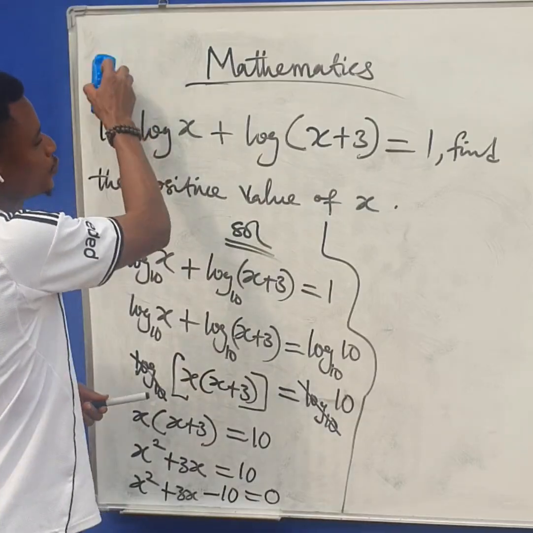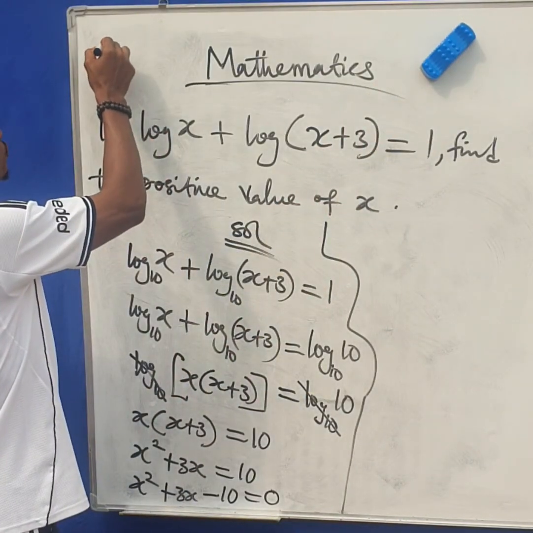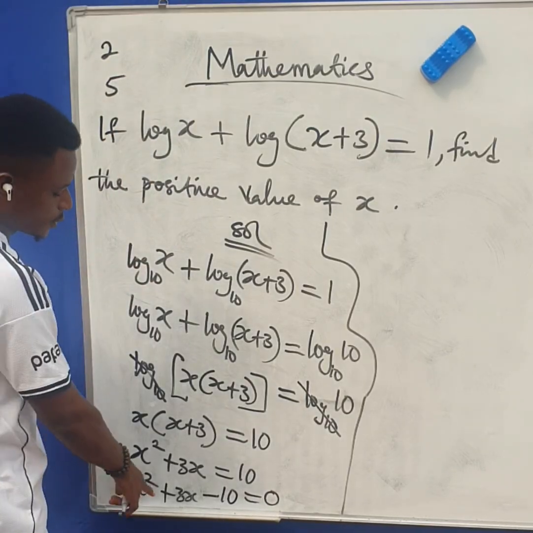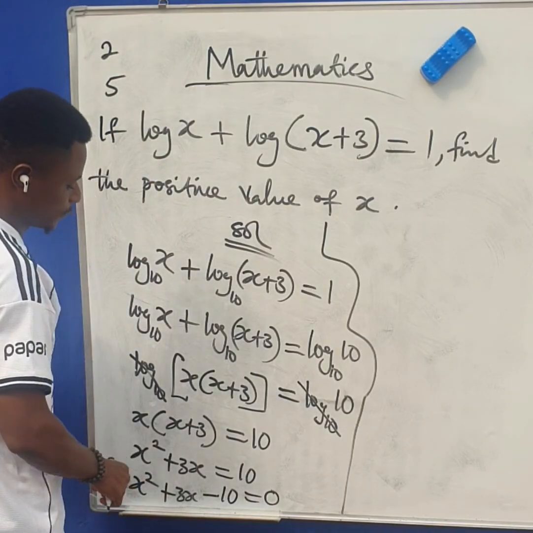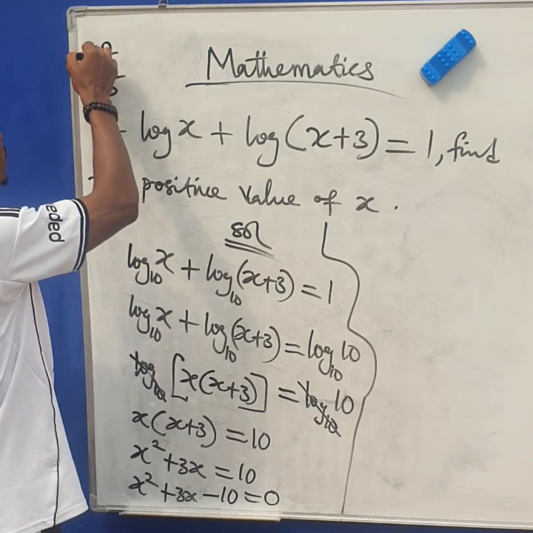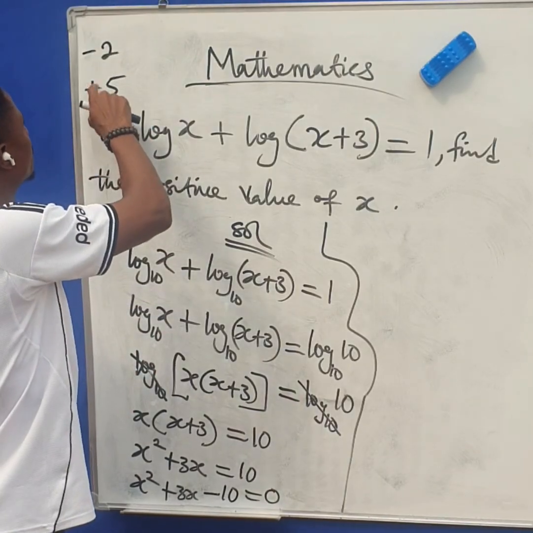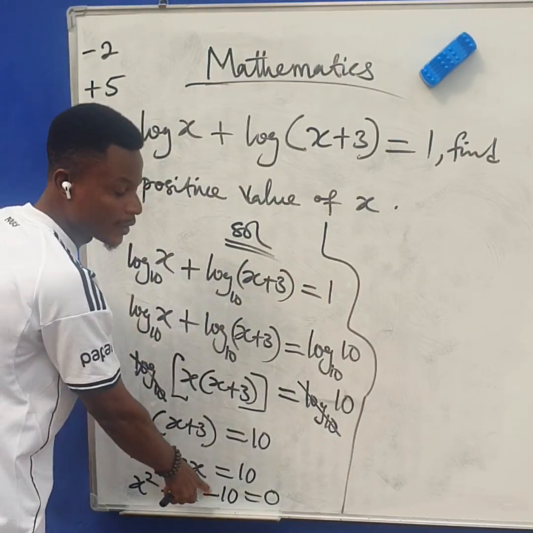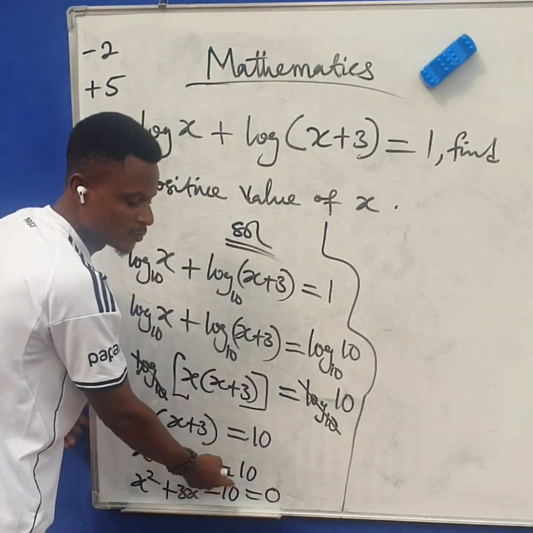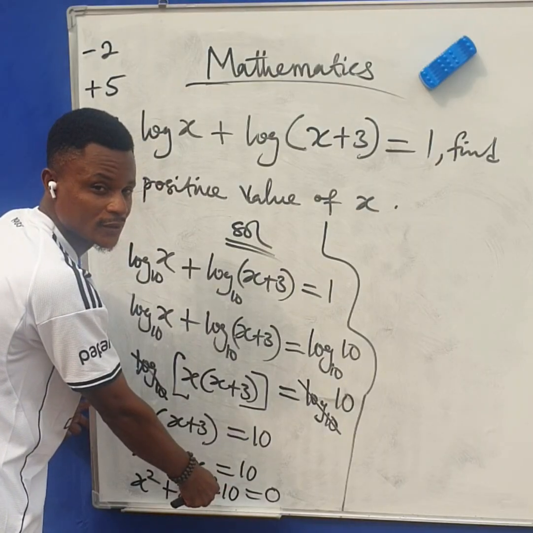The two numbers we are going to use are 2 and 5. Because the sign of this is positive, the bigger number should have the positive sign, while this one will have the negative sign. If you multiply these two numbers, minus times plus will give us minus. 2 times 5 will give us 10. So if you multiply these two, you are going to have negative 10.